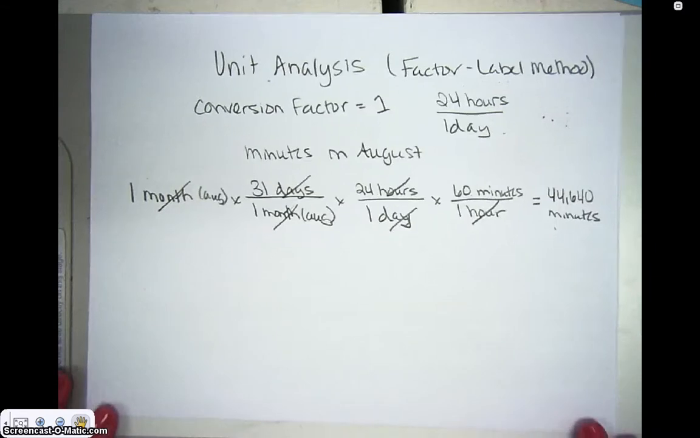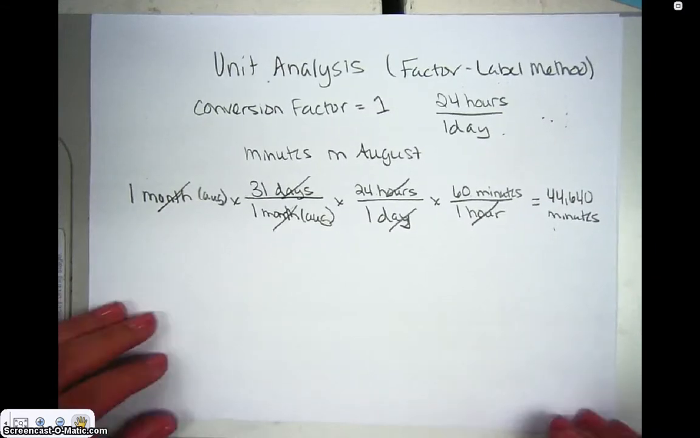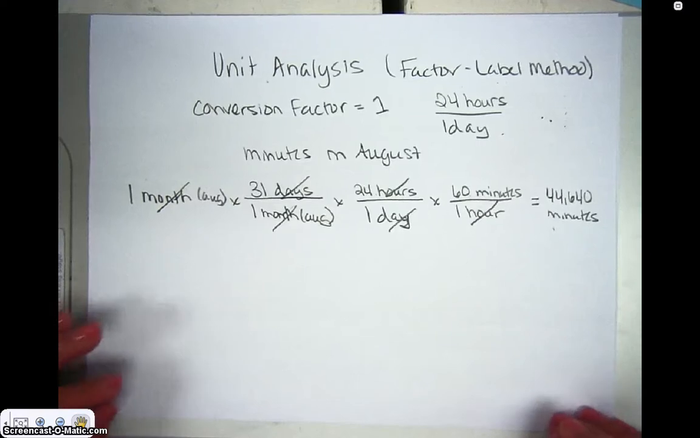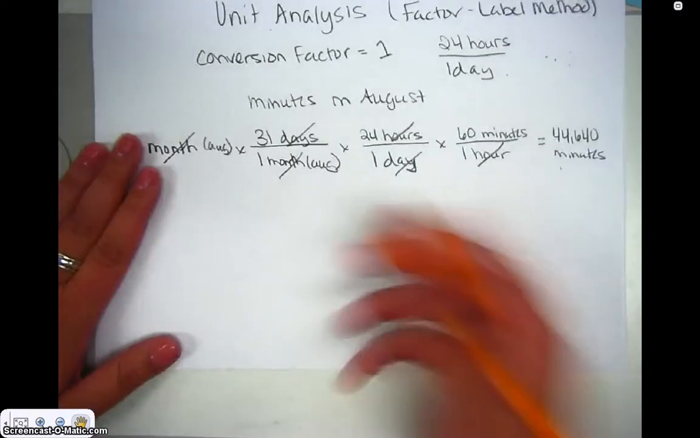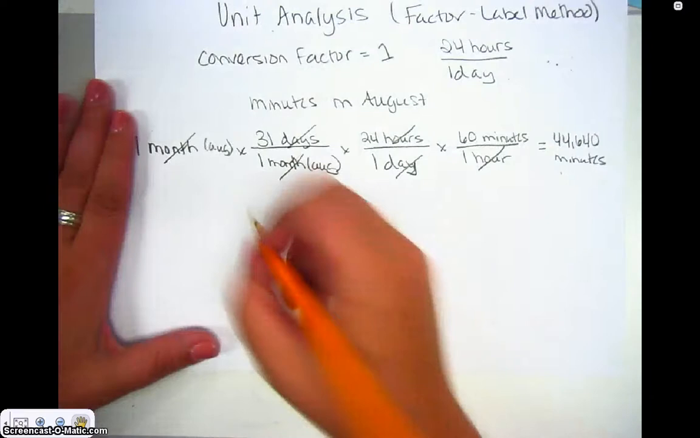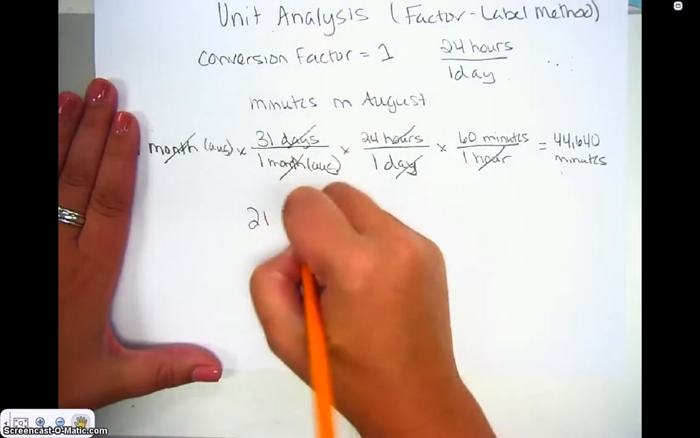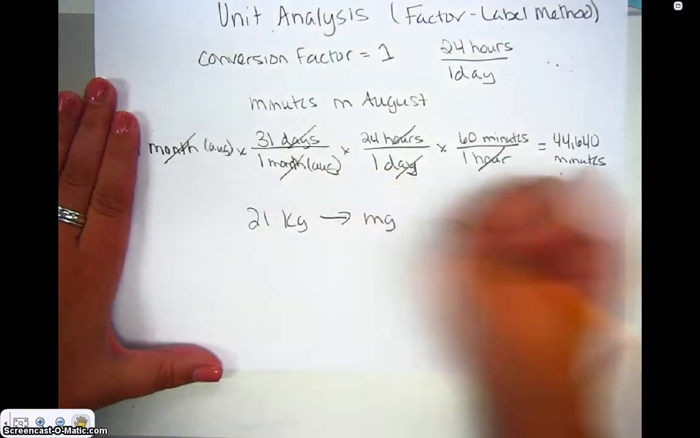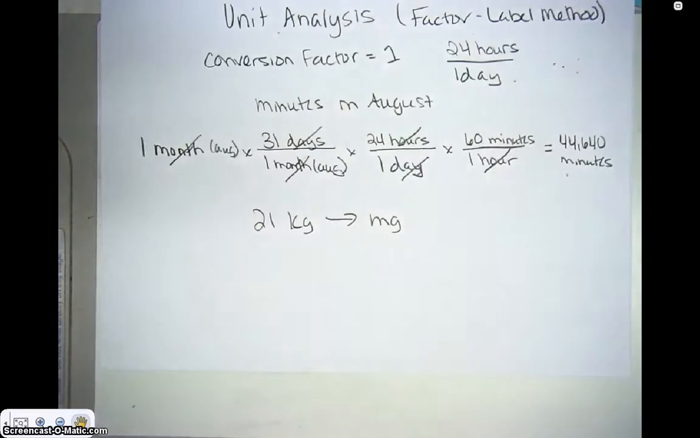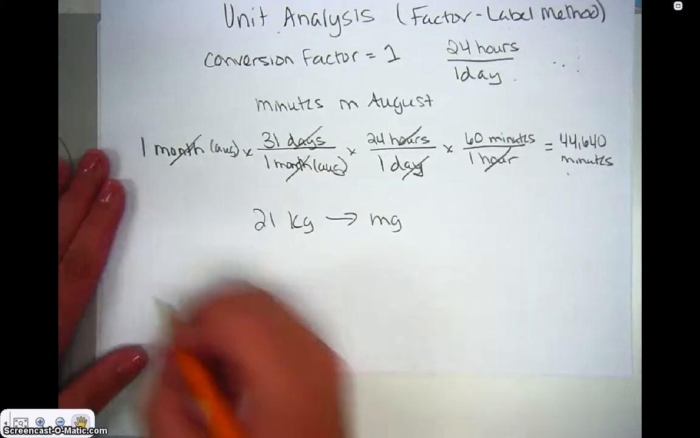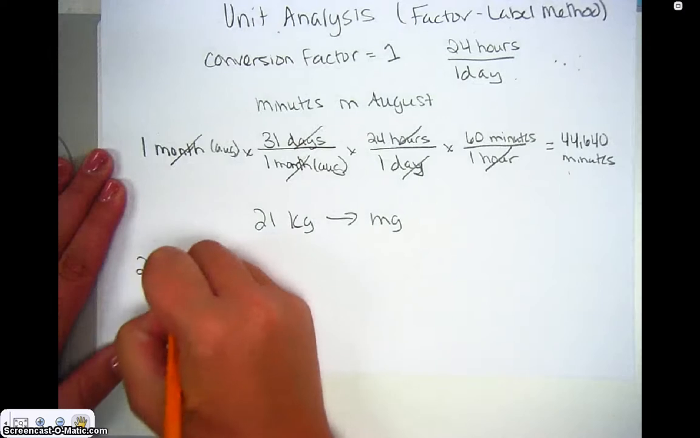So let's figure out how many milligrams are in a kilogram. Well, let's give it an actual number. Let's say we've got 21 kilograms and we want to know how many milligrams. Now we've learned how to do this by using our King Henry died unfortunately drinking chocolate milk. But I'm going to do it using the conversion factors this time. So I start with what I have. I've got 21 kilograms.